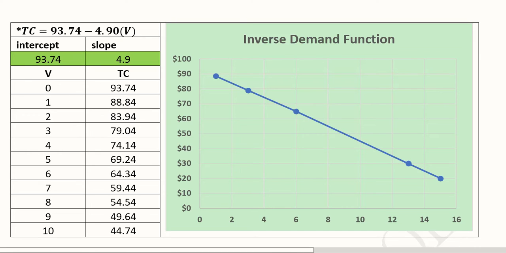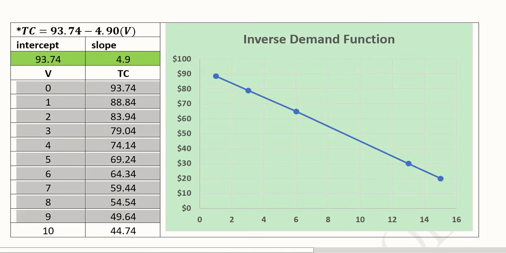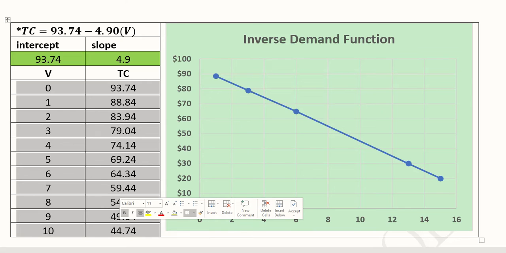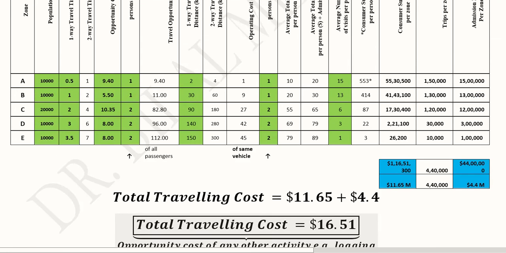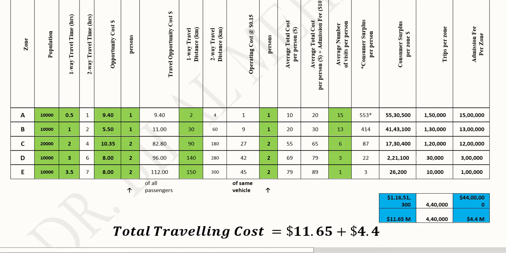We can get these values by putting the various values of visits. If the visits are 0, it means that the total cost is the highest, and if the visits are 10, then the travel cost is the least. So this makes sense, and it is quite synonymous to an inverse demand function, as you can see in the diagram as well.